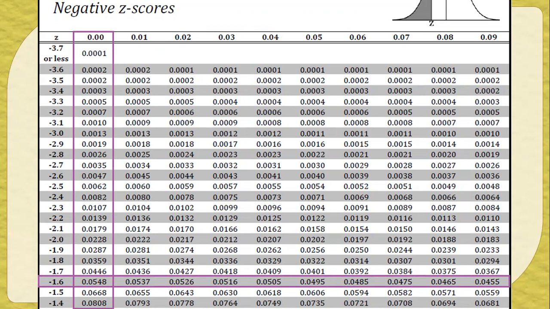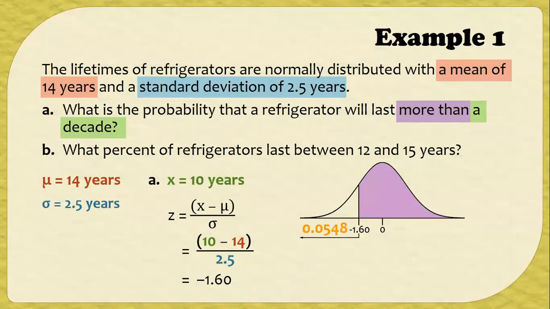If it had been like negative 1.64, then I would have had the same row, but the column would have been over where it says 0.04. So whatever the last digit is, that's going to tell you which column to look for. In this case, that row and column intersect at the number 0.0548. That's telling me the area. So I'm going to put that here, 0.0548, on the arrow.